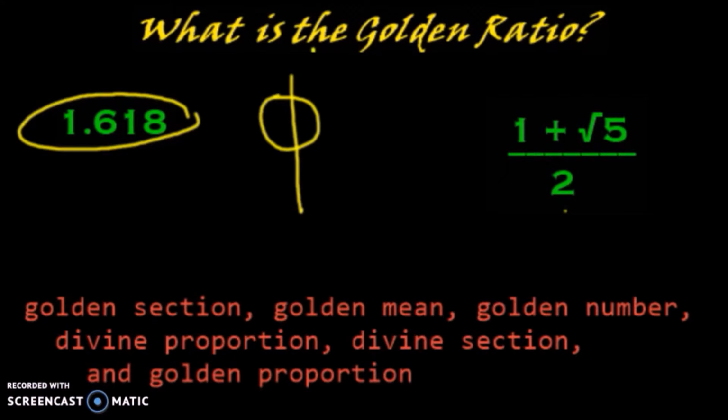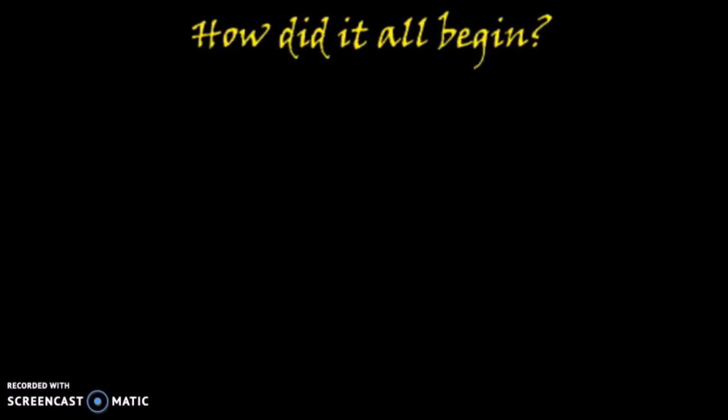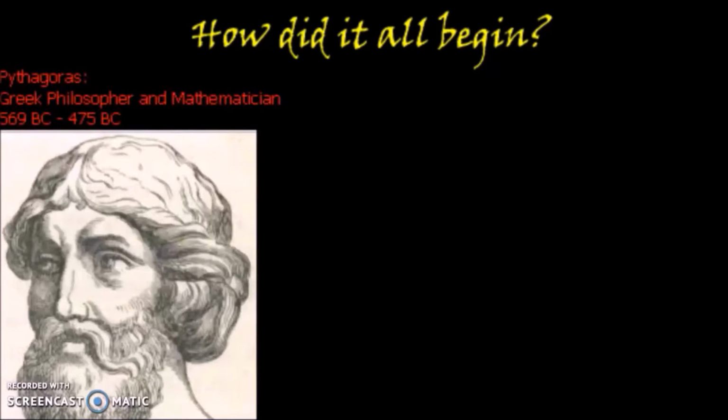Let's take a step back and look at the history of this number. How did it all begin? Who discovered the golden ratio? It began with Pythagoras, a Greek philosopher and mathematician. You might know of him because of his discovery of the Pythagorean theorem. He believed that beauty was associated with the ratio of small integers.